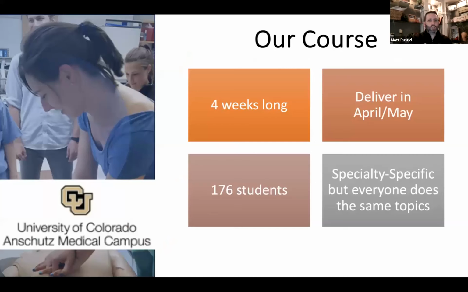Our course at the University of Colorado is 4 weeks long. It's delivered post-match in April and May. There's 176 students, plus or minus, each year. And then everything we do is specialty specific. So we have 7 different specialty contexts: anesthesia, emergency medicine, family medicine, internal medicine, pediatrics, OBGYN, and surgery. I think I got them all. Family medicine, I think I mentioned.